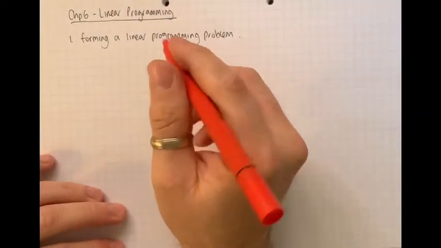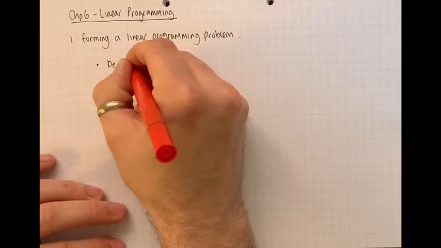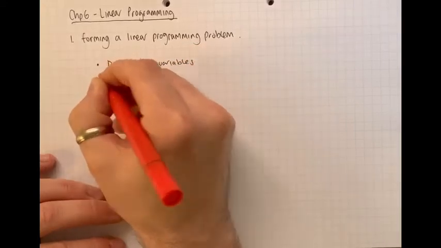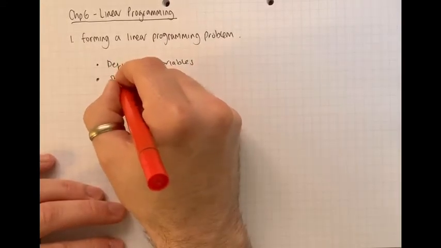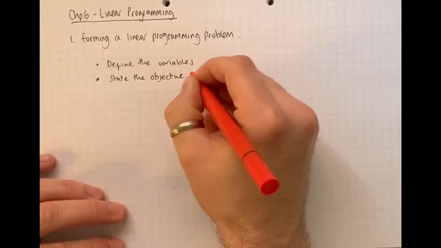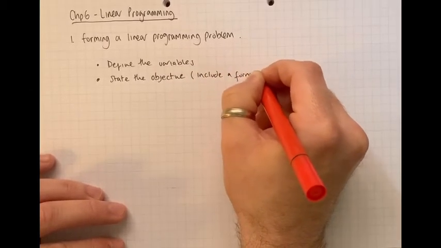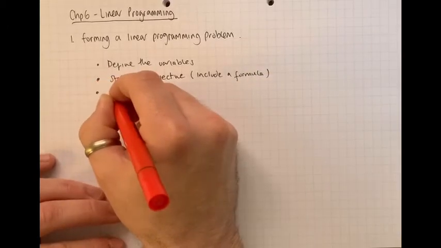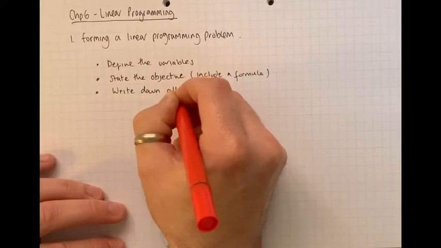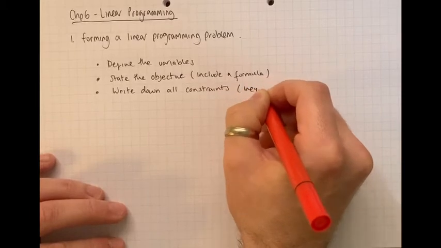Now there are three parts to it, and you must remember this. First thing you must always do is define the variables. What do the variables actually mean in the context of the problem? Secondly, state the objective. Now the objective is always given in the question, but you must always include a formula. And then write down the constraints. And these will be as inequalities.